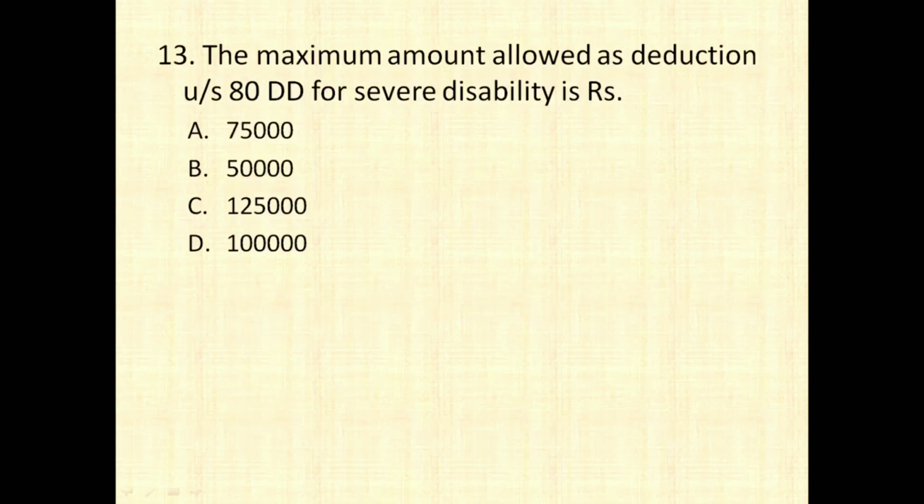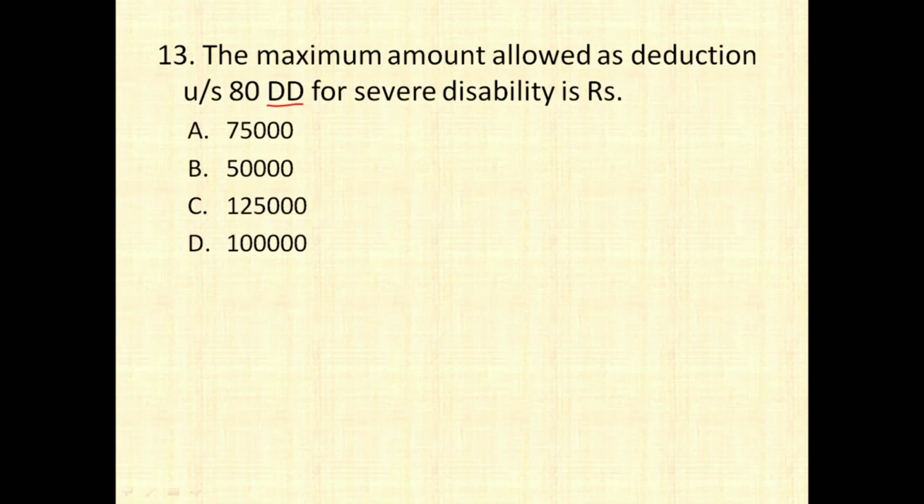The next question is: the maximum amount allowed as deduction under section 80DD for severe disability is. Now what is this DD? As I said, DD stands for disabled dependent. It is nothing but if you are making any payments on treatment of a dependent disabled. Dependent disabled means a person who is dependent on you. The person may be your brother, sister, father, mother, spouse, children, anything. So if he is dependent on you and if he has severe disability, then what is the maximum amount?